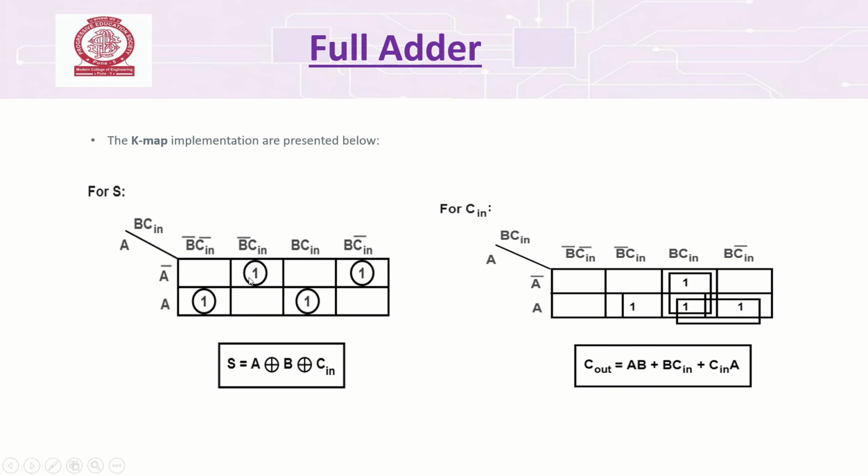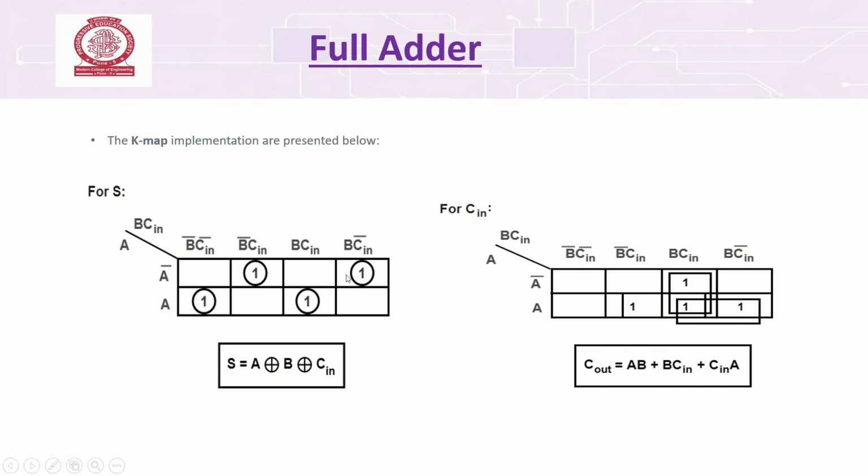In a K-map, we make groups of ones varying from 1 to 4 to 8. The bigger the group, the more your equation gets reduced. But here it is not possible to make a group of 2, 4, or 8, so we have to take single terms only. So this one, its term is A bar, B bar, C in.